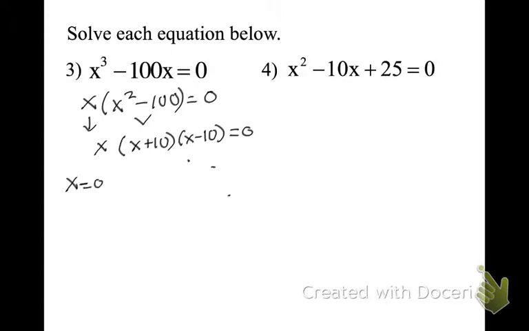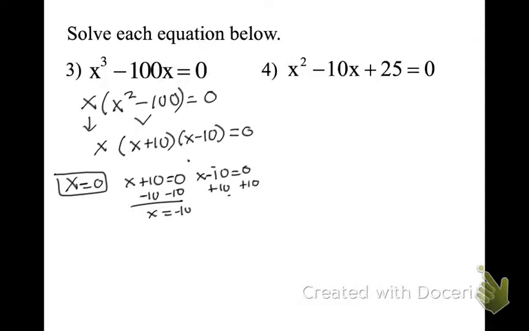x equals 0, x plus 10 equals 0, and x minus 10 equals 0. This is complete. I'm subtracting 10. x equals negative 10. I'm adding 10. x equals 10. So my three solutions are 0, negative 10, and 10. Negative 10, 0, and positive 10.